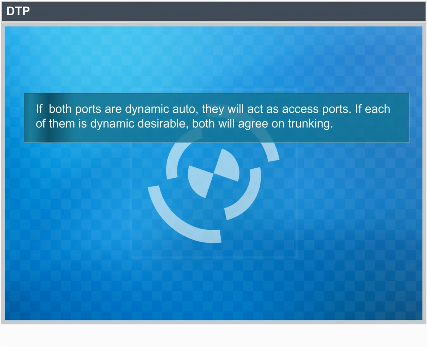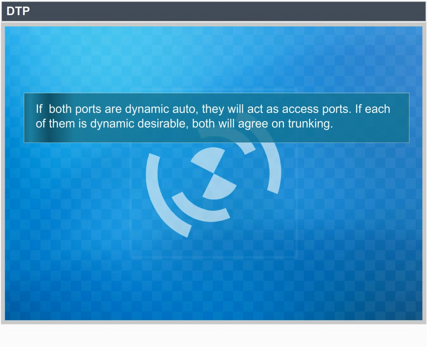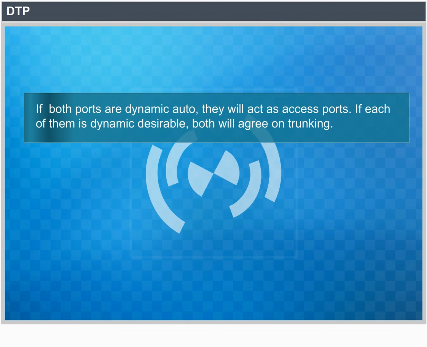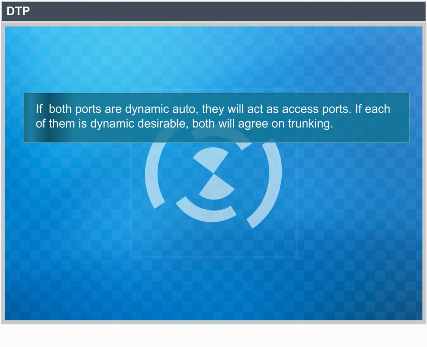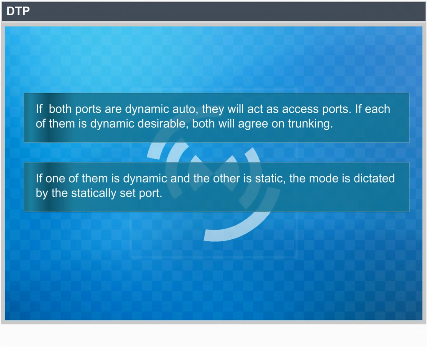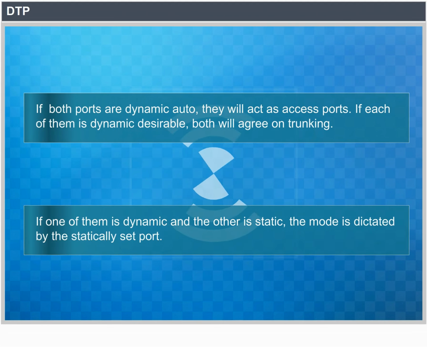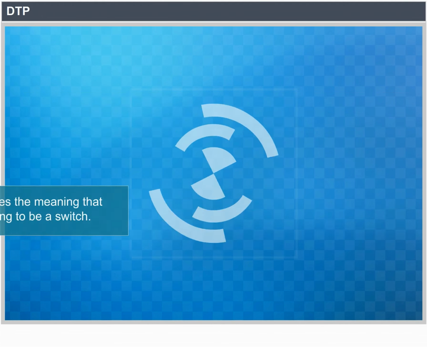If both ports are dynamic auto, they will act as access ports. If either of them is dynamic desirable, both will agree on trunking. If one of them is dynamic and the other is static, the mode is dictated by the statically set port.